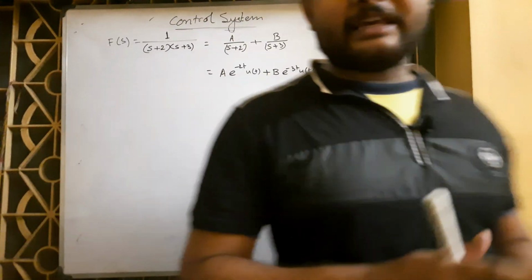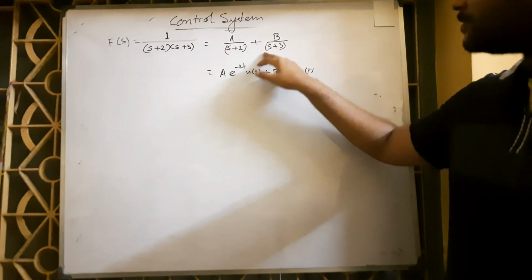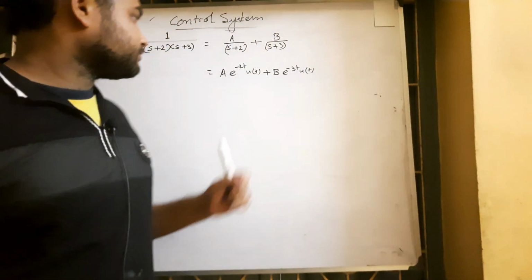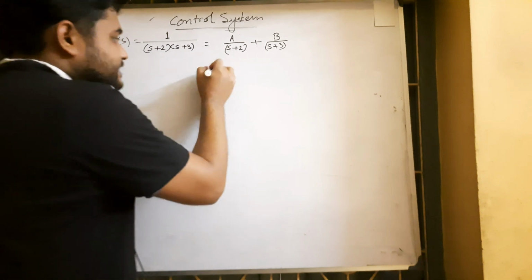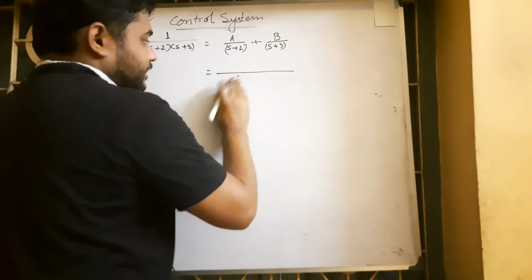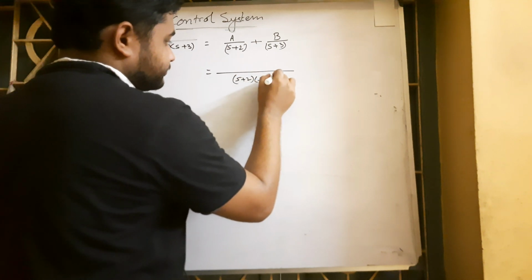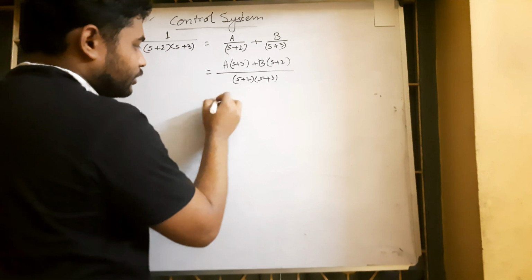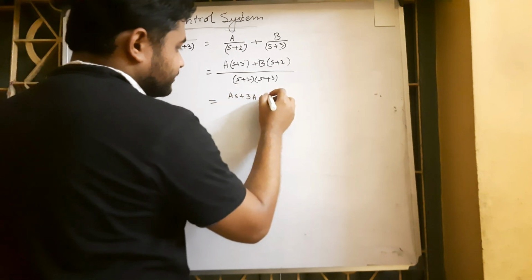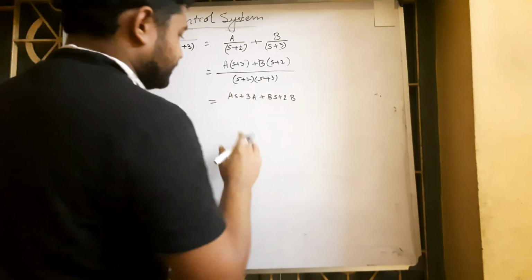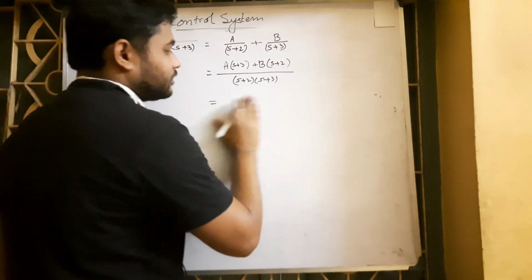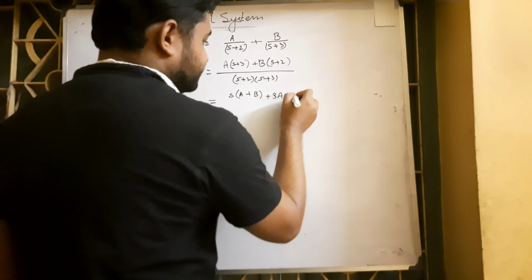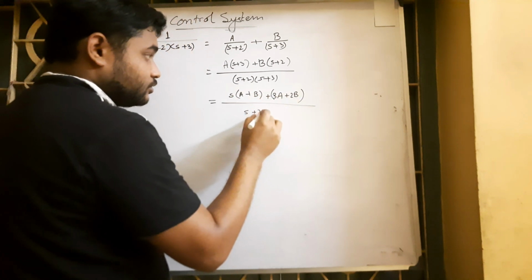So we can write this as this, but my objective here is to find the value of A and the value of B. How are we going to find them? Let me do it. This function can be written as 1 by (s plus 2)(s plus 3), and then A into (s plus 3) plus B into (s plus 2). Now, As plus 3A plus Bs plus 2B, or let me write taking common s terms: s into (A plus B) plus 3A plus 2B is over (s plus 2)(s plus 3).